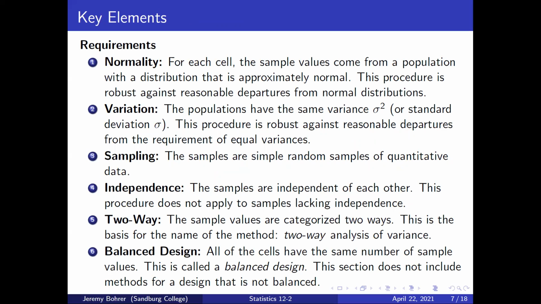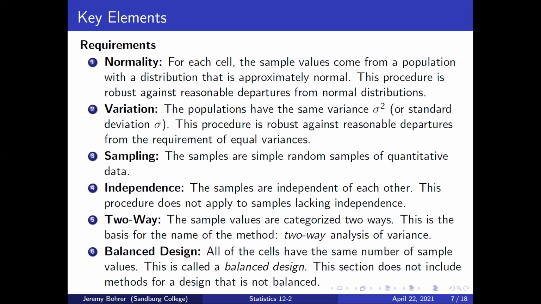Requirements. Normality: for each cell, the sample values come from a population with a distribution that is approximately normal. This procedure is robust against reasonable departures from normal distributions. Variation: the populations have the same variance sigma squared or standard deviation sigma. This procedure is robust against reasonable departures from the requirement of equal variances. Sampling: the samples are simple random samples of quantitative data. Independence: the samples are independent of each other. This procedure does not apply to samples lacking independence.